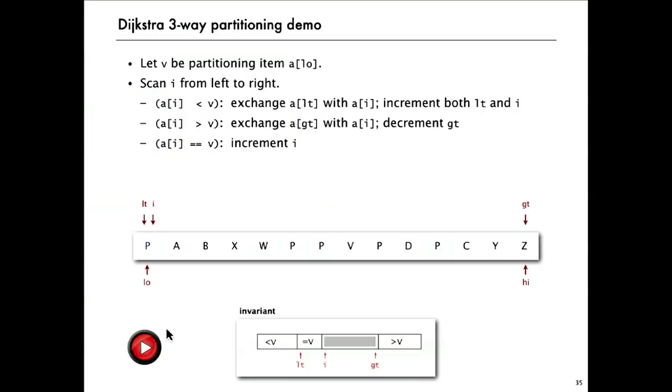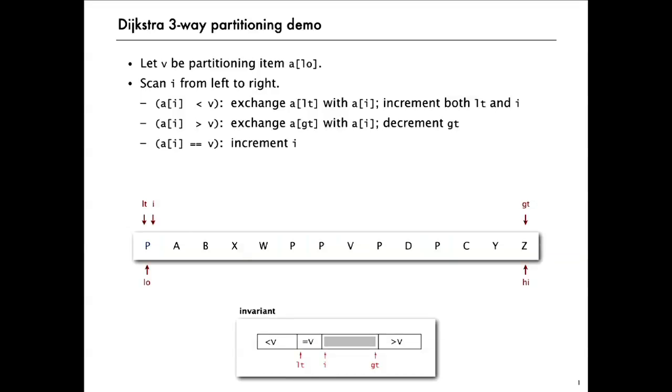It's more complicated than standard QuickSort partitioning, a bit more complicated because there's more to do. So now we have our i pointer, which is right to the left of stuff we haven't seen yet. And then we have 2 other pointers that maintain these boundaries. Everything to the right of gt is known to be greater than the partitioning element. Everything to the left of lt is known to be less, and between lt and i is known to be equal. And all the method does is maintain this invariant.